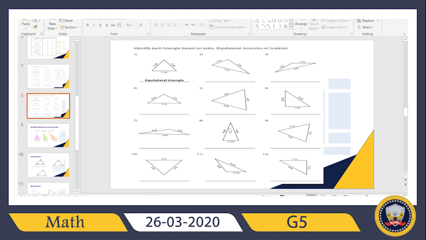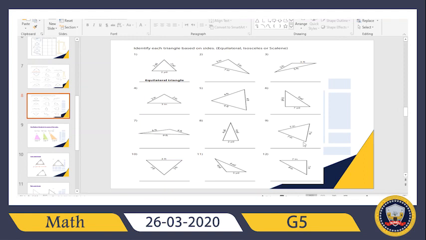Number 8, first side equals 4, second side equals 4, and the third side equals 2. Yes, equals 2. So I have only two sides which are equal in their length. So this triangle is an isosceles triangle. It's an isosceles triangle, right?